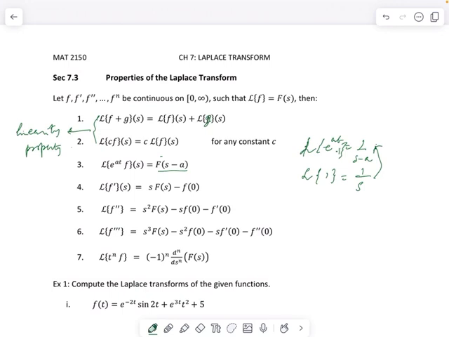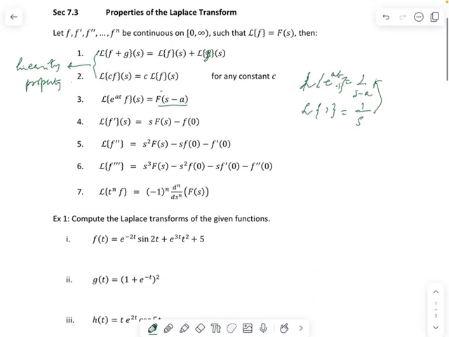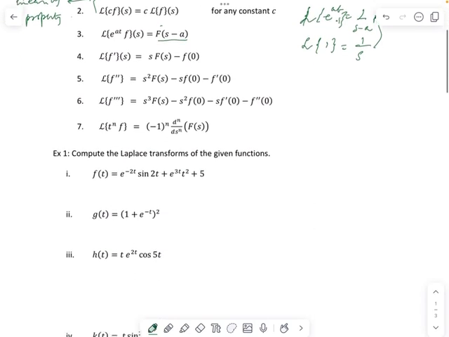Then we have number 4, which represents the Laplace transform of the first derivative of the function f, and it is equal to s F of s minus f of 0. And I will show you later at the end of this section how to prove number 4. And we might also look at number 3.